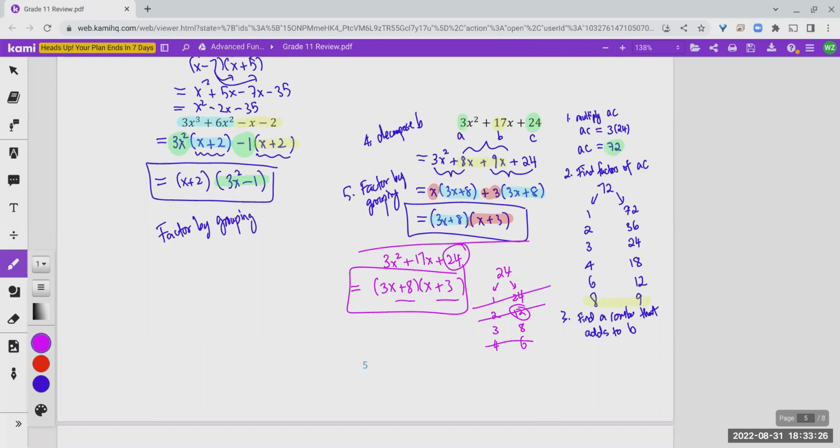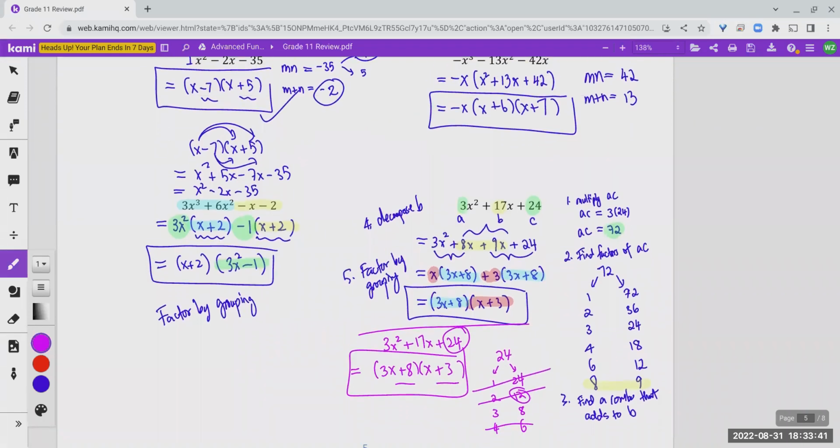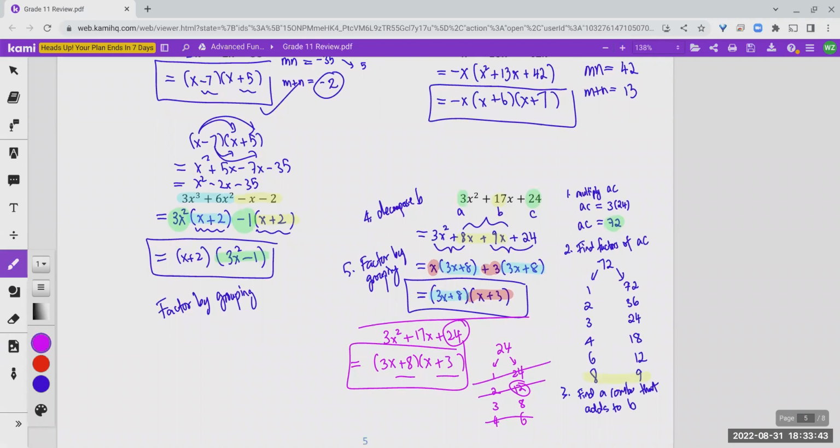Now, only use this if you're really comfortable with doing math in your head. If not, I suggest decomposition. And okay, you know what? In fact, I avoid questions like this altogether. I just use the quadratic formula. All right. So unfortunately, you do have to know how to factor these.